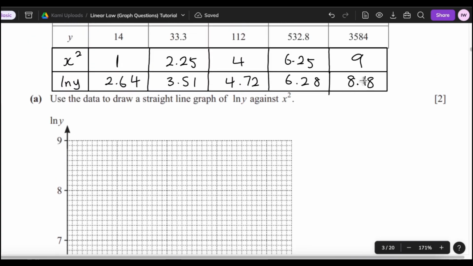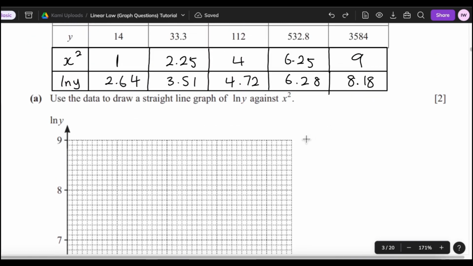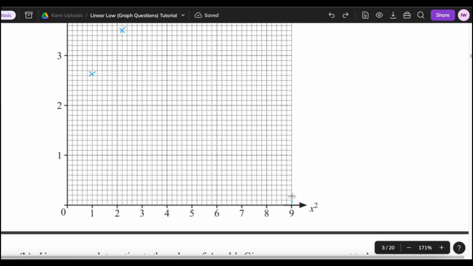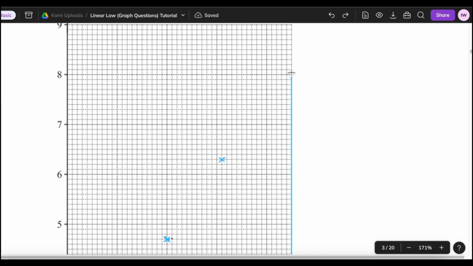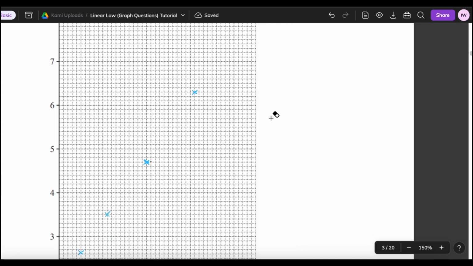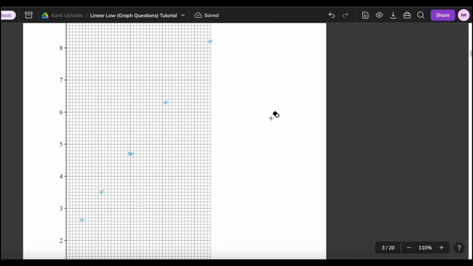And the last point is 9, 8.18. So 9 is way over here on the very edge. And I'm just going to bring this line up all the way to 8.18. Here's 8.1. And it's a bit better to mark 8.2 here, because when you round 8.18, then you get 8.2. So we end up with these 5 points over here. You want to take your ruler and just draw a straight line connecting these points together.